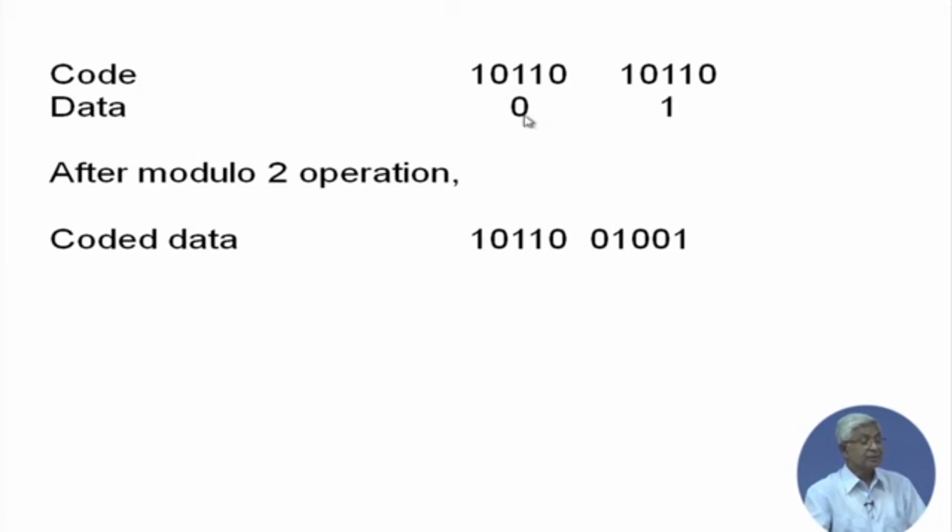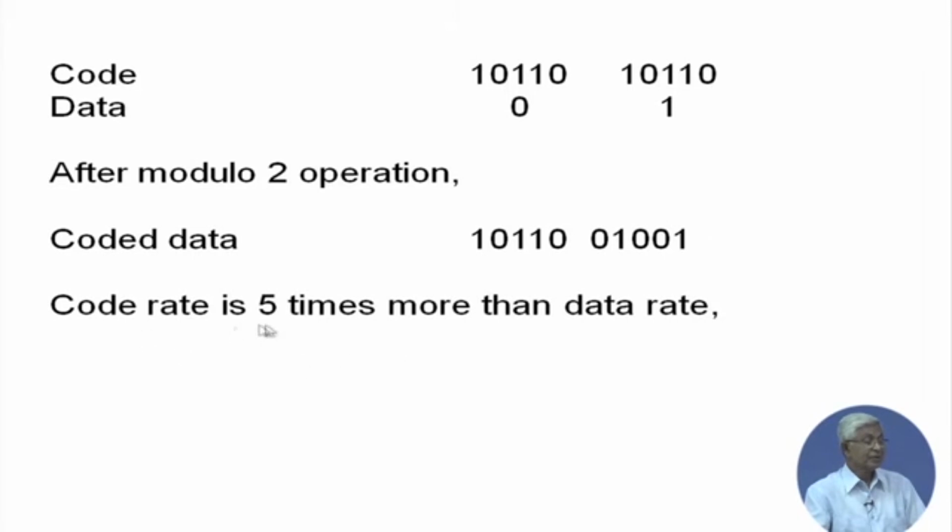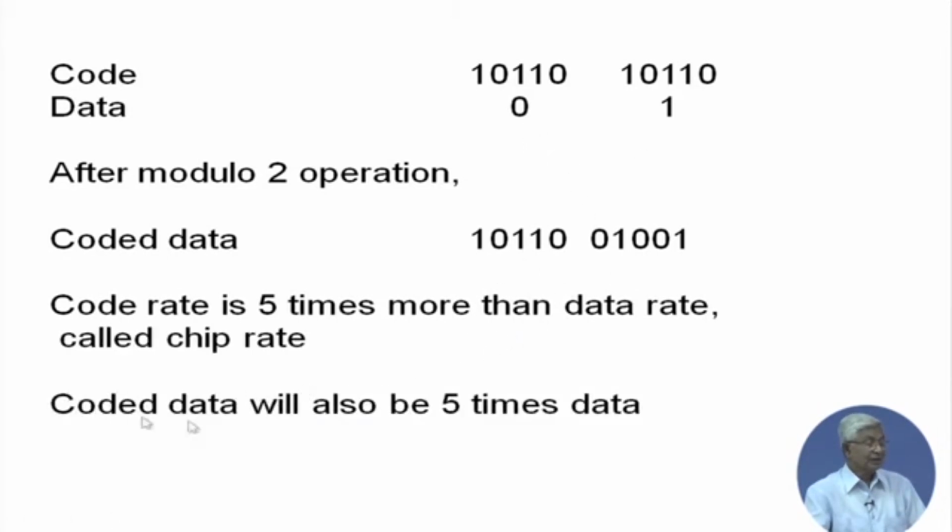But you see there are only 2 bits, here there are 10 bits, that means 5 times we have increased the data rate. So, code rate is 5 times more than the data rate. We can call it code rate, or people use another term which is called chip rate. And so, code rate or chip rate is 5 times more than the data, and data itself is 2 bits, here it is 10 bits. So, coded data is 5 times the data, both mean the same thing.